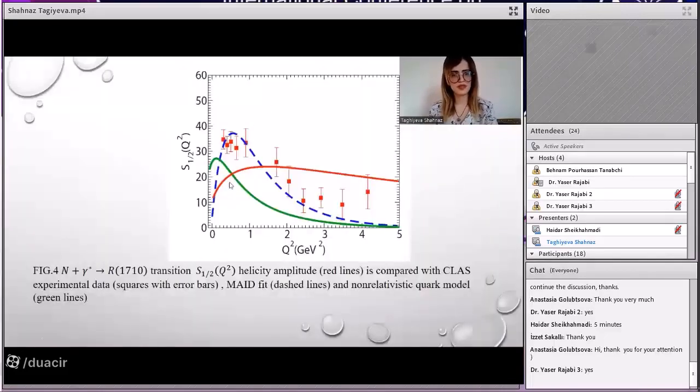Red line belongs to us. This is the experimental data, squares with error bars, and dashed lines, green lines linked to the non-relativistic quark model.